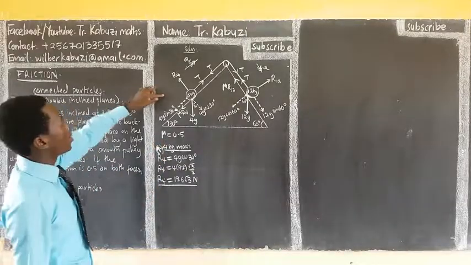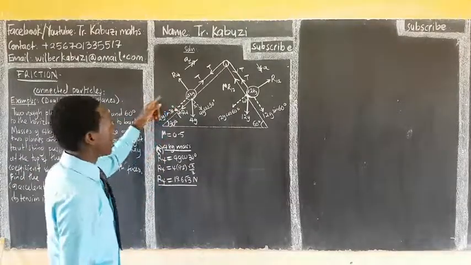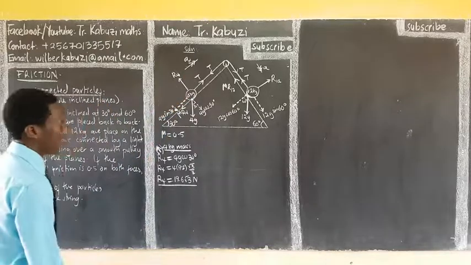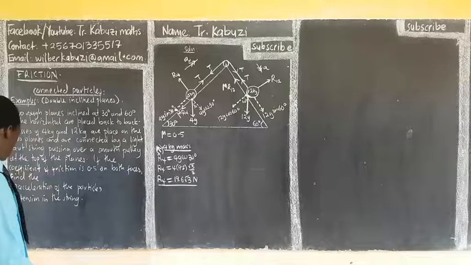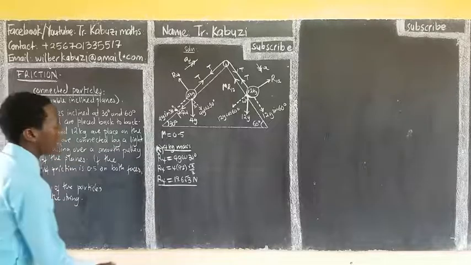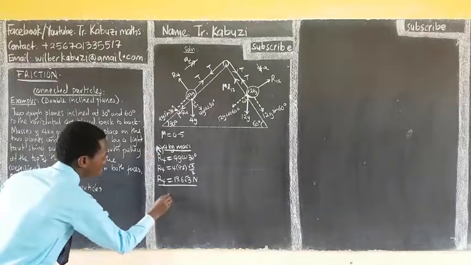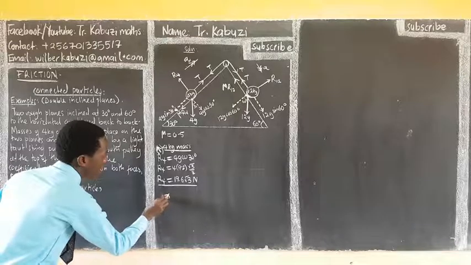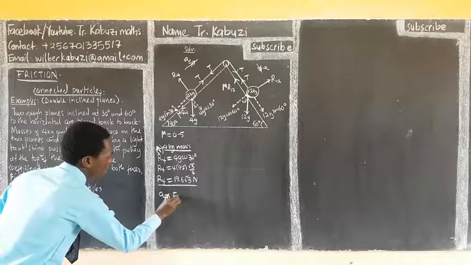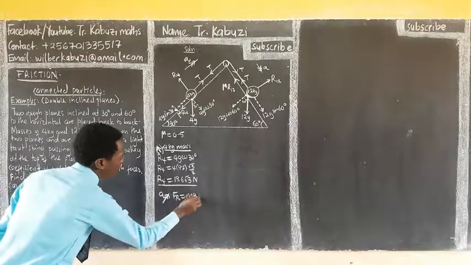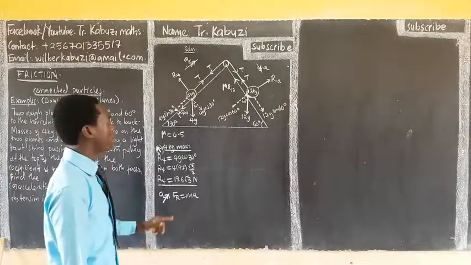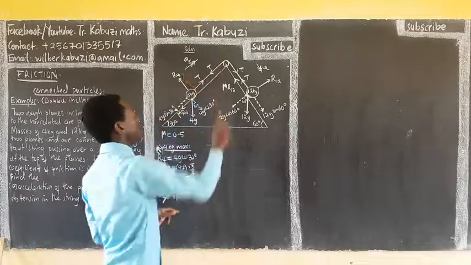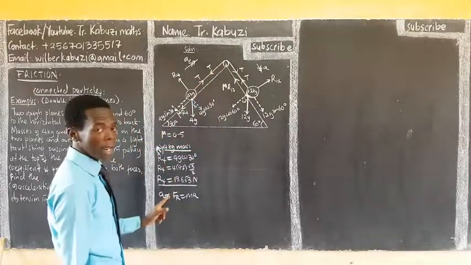Okay, now if we resolve in the other direction, the direction of our acceleration, remember, whenever we have acceleration, the force is equal to the mass times acceleration. This is the resultant force. So what is pulling it in the direction of the acceleration?